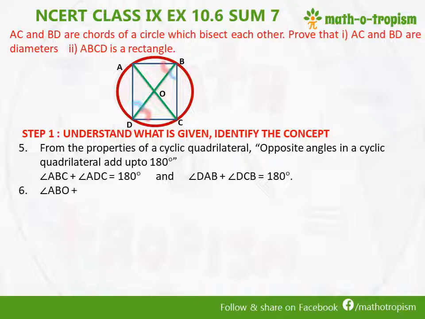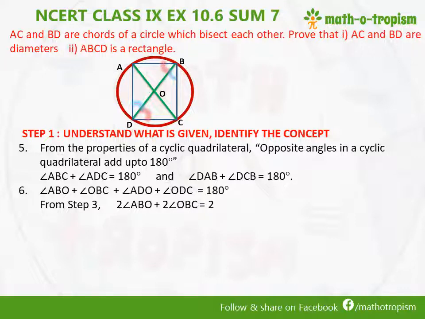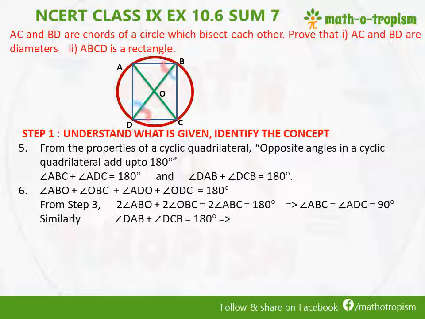Now when we consider ABC, it is made up of its constituent angles ABO plus angle OBC, and similarly ADC is ADO plus ODC. From step 3 we already know that ABO and ADO are equal and OBC and ODC are equal. So we'll write it as twice angle ABO plus twice angle OBC, which together is twice angle ABC. So twice angle ABC is 180 degrees, which means angle ABC is equal to angle ADC, which is 90 degrees. Similarly, DAB and DCB add up to 180 degrees, and DAB can be proven to be equal to angle DCB.